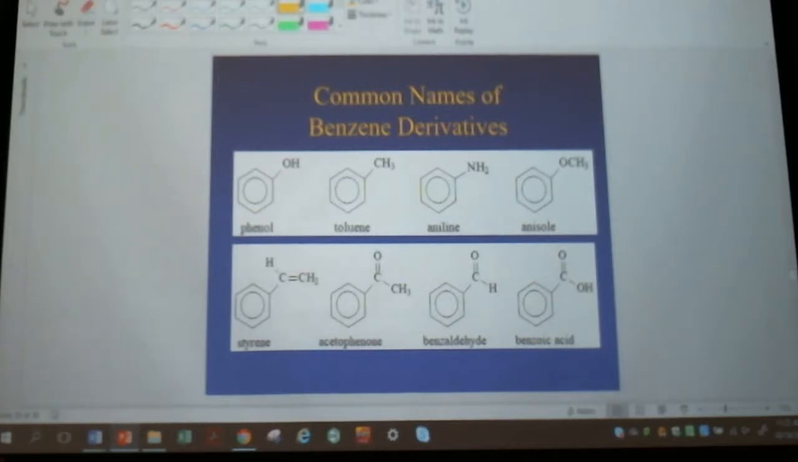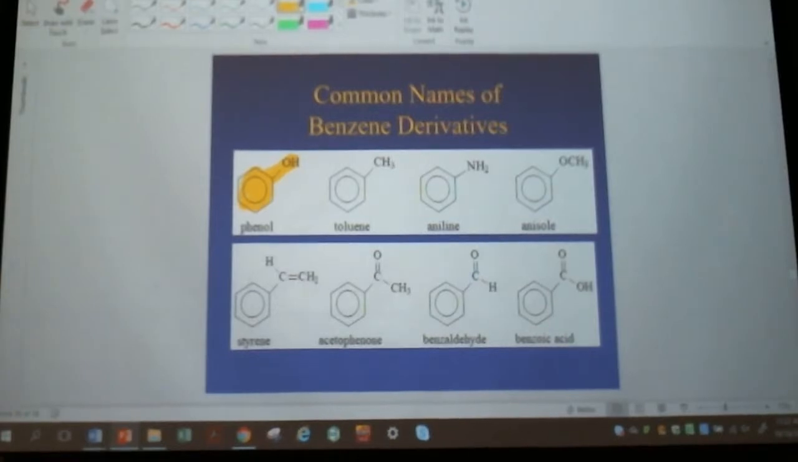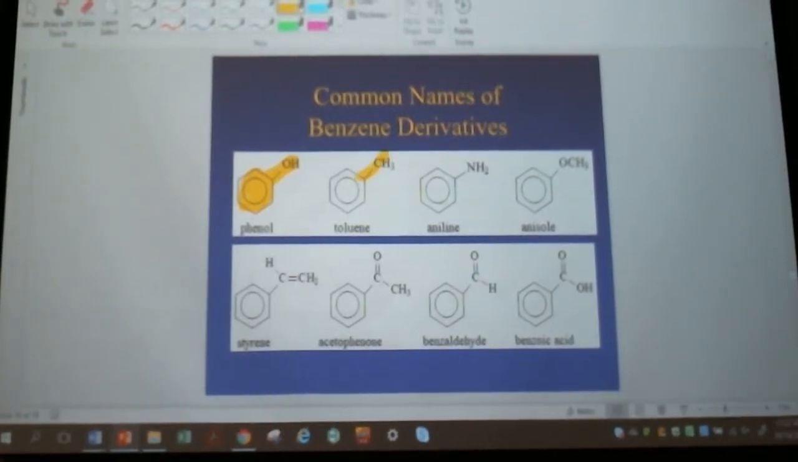Because lots and lots of compounds contain benzene, we come up with unique names for them. They are repeated over and over again. So when you have a benzene ring with an OH, this is called a phenol. Compounds that have this, the base name is phenol. And then you may have some substituents, and you'll say blah, blah, blah, phenol. Blah, blah, blah, toluene. Blah, blah, blah, aniline. Or anisole. These are common names that you're going to run into in lab.